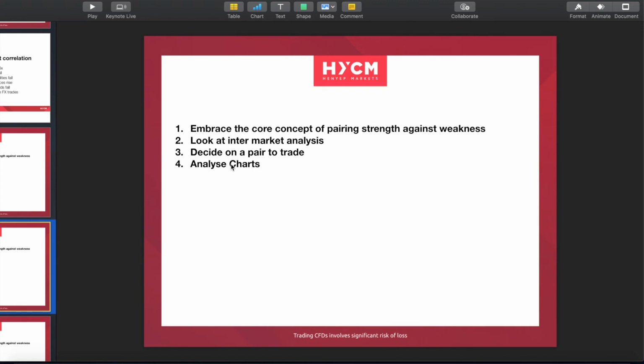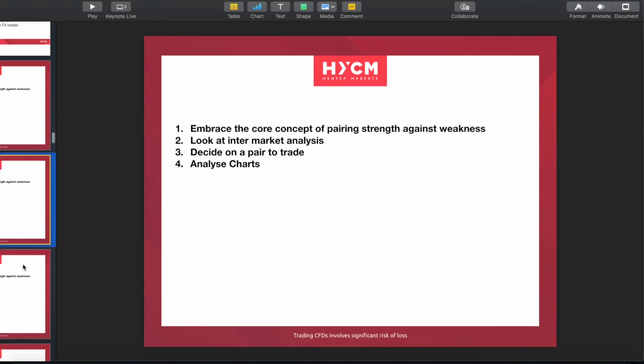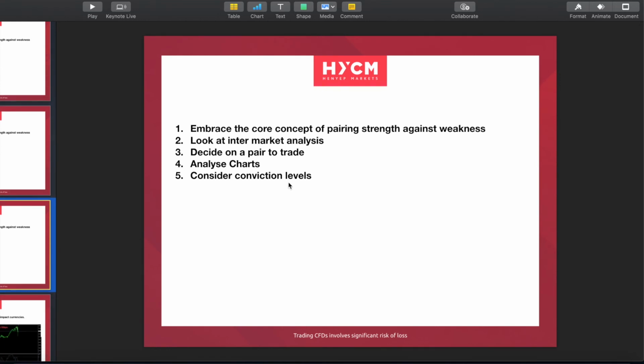We've analysed the charts. Look for a key technical place to enter or exit. This is key. When you decide on a pair to trade, you also have to decide where you might enter. Each day for HYCM, I analyse an individual currency pair, some swing trades, some intraday trades, and we look and see where a key technical area to enter is. And then, once you've done all the above, you want to consider a final factor, which is your conviction level. Now, just because you've identified a high probability currency pair to trade doesn't mean that your conviction level is high.